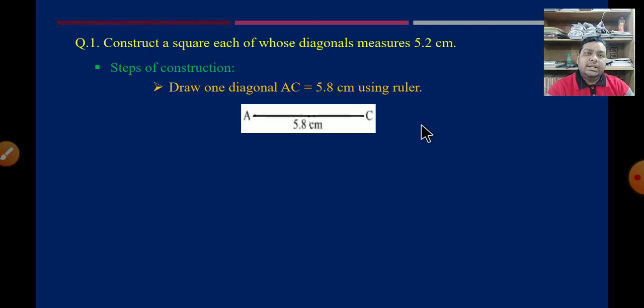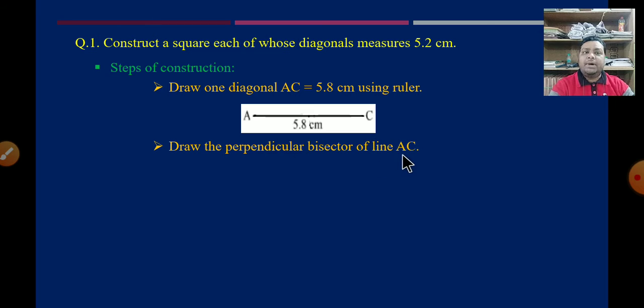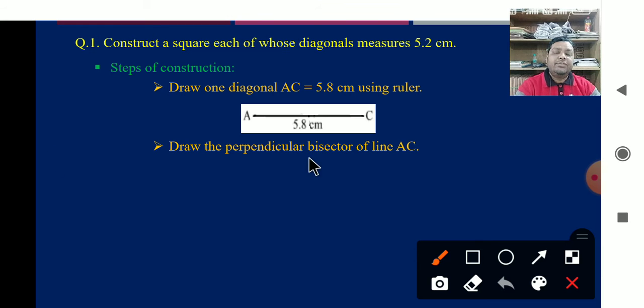Now we know that when the diagonals are given, both diagonals will intersect each other at 90 degrees. It means if we draw a perpendicular bisector of AC, that will be the other diagonal. So draw the perpendicular bisector of line AC. We know how to draw the line bisector. We will use the compass here. We will measure the compass more than half of AC, keeping the pointer at A.